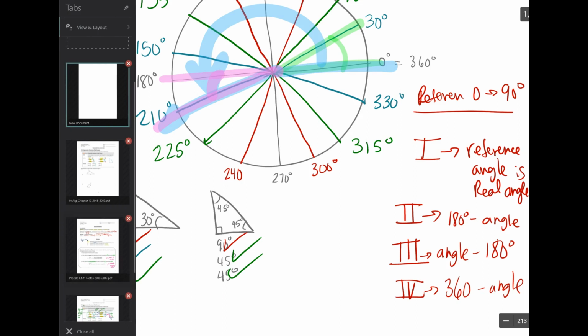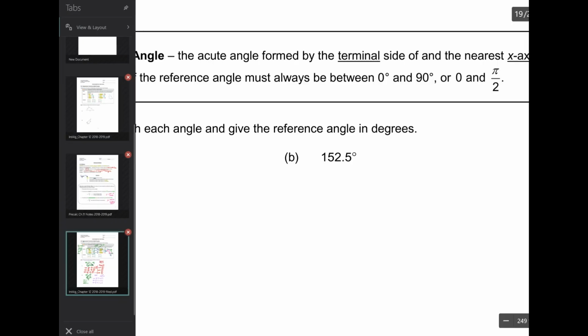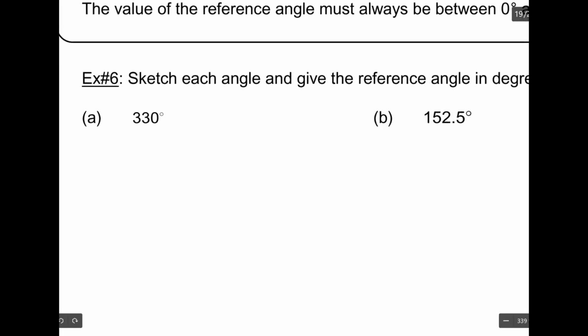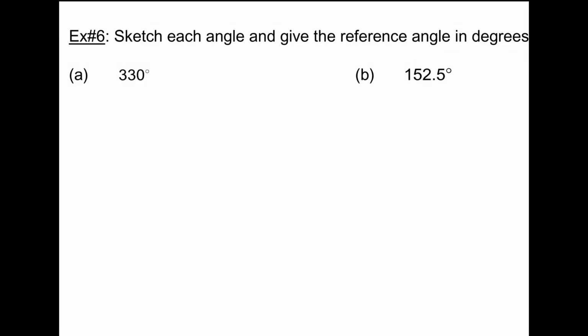Let's go to notes. Sketch each angle and give the reference angle in degrees. Do you want to do it up here? I'm going to grab my protractor and let's see if you can do this one. You're going to have to draw the angle. We've done this before. We've drawn angles, and then you have to figure out the reference angle.